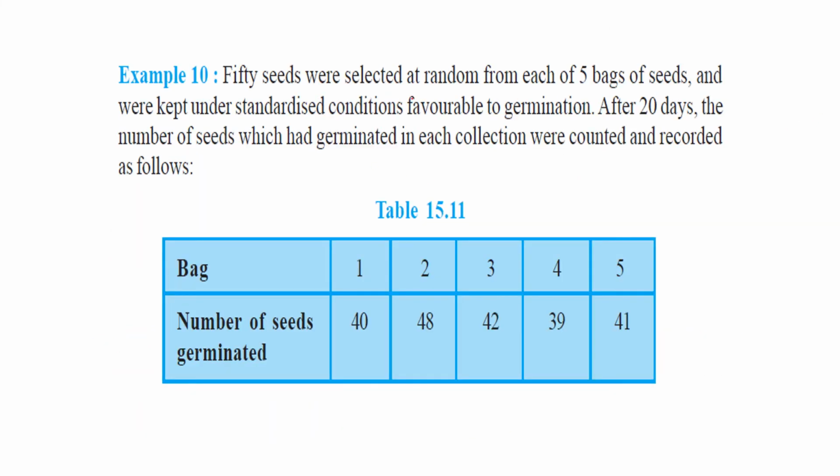50 seeds were selected at random from each of 5 bags of seeds and were kept under standardized conditions favorable to germination. After 20 days, the number of seeds which had germinated in each collection were counted and recorded like this in the table. So we have bags 1, 2, 3 to 5, and the number of seeds which germinated are given like this. So let us see what questions are being asked.